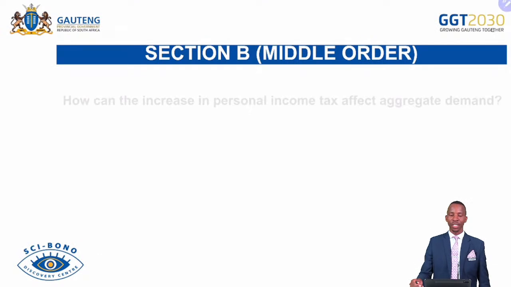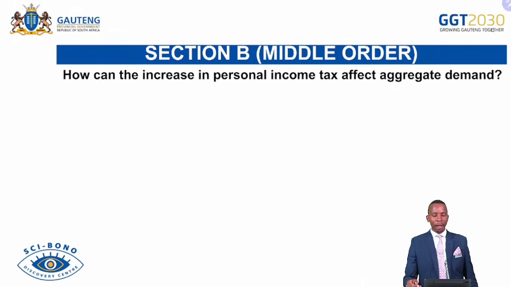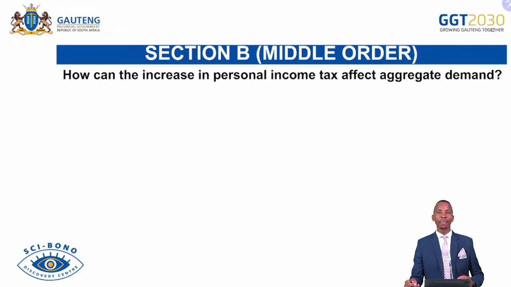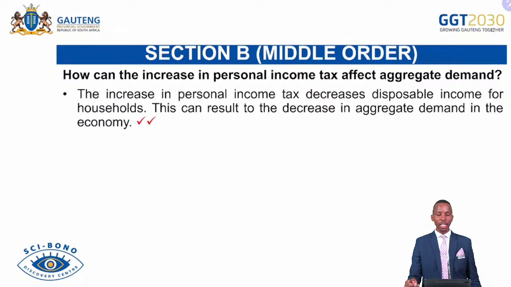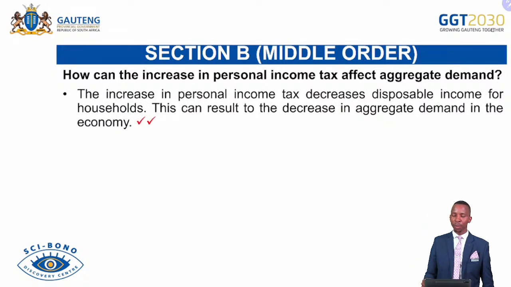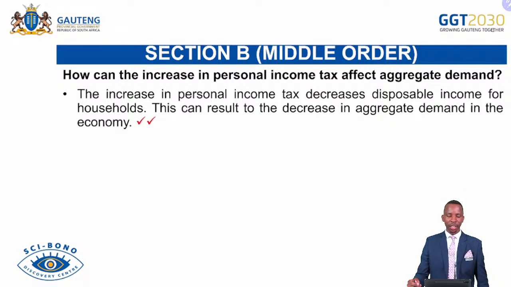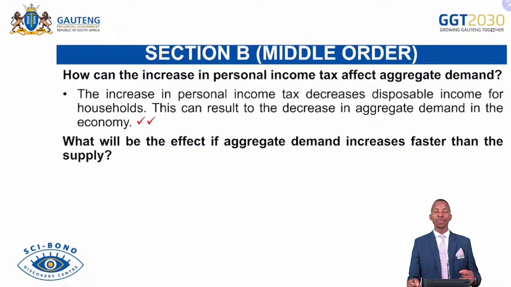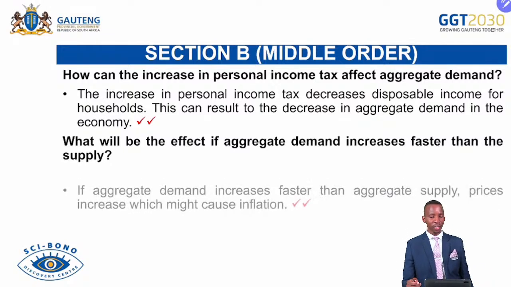Then middle order questions in section B. How can the increase in personal income tax affect aggregate demand? If ever the income tax is increasing, how can that affect the demand in the economy? The increase in the personal income tax decreases the disposable income for households. This can result in the decrease in aggregate demand in the economy. We know that if ever there is more income tax, that will lead to people having less disposable income, therefore they will demand less goods and services.